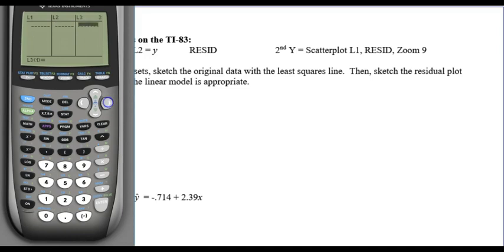So everybody go over to L3 and go up. Now, see above delete where it says INS? That's insert. So everybody hit second, insert.